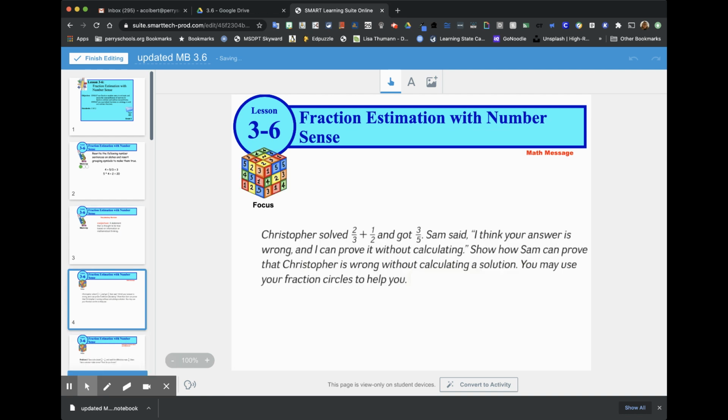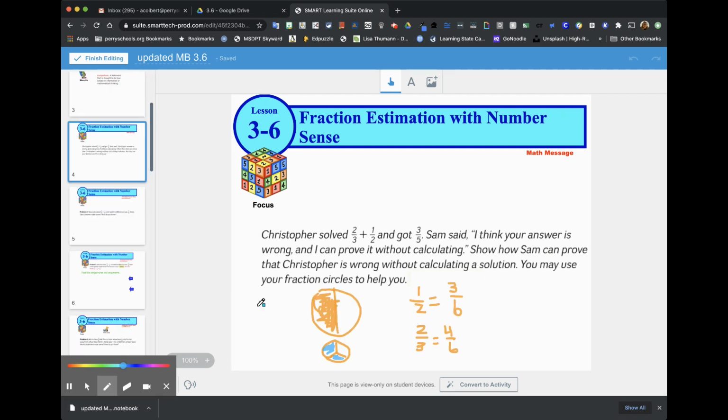Again, on a slate or a piece of paper, Christopher solved 2/3 plus 1/2 and got 3/5. Sam said, I think your answer is wrong, and I can prove it without calculating. Show how Sam can prove that Christopher is wrong without calculating a solution. So without actually adding, you should be able to show this through ways that we've been practicing. You can use your fraction circles that are on the Everyday Math website. You can draw a picture, but no need to actually add. Pause and come back and see if your thinking's the same as mine.